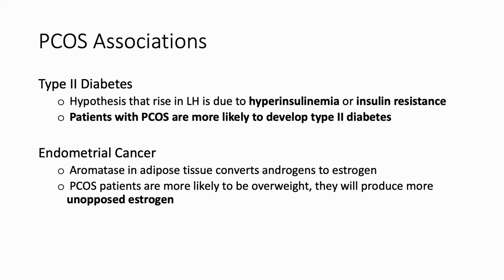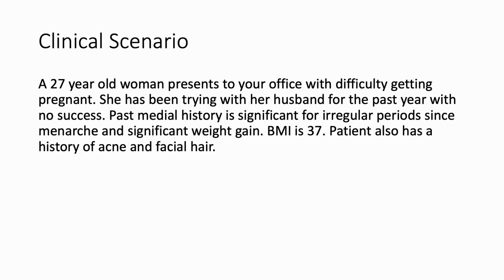There's also an association with endometrial cancer. The enzyme aromatase is also present in adipose tissue, so it'll be converting those high levels of androgens to estrogen. So patients with PCOS are known to be overweight, which means they have more adipose tissue, which means they'll be producing more estrogen, and this estrogen that's unopposed could lead to endometrial cancer.